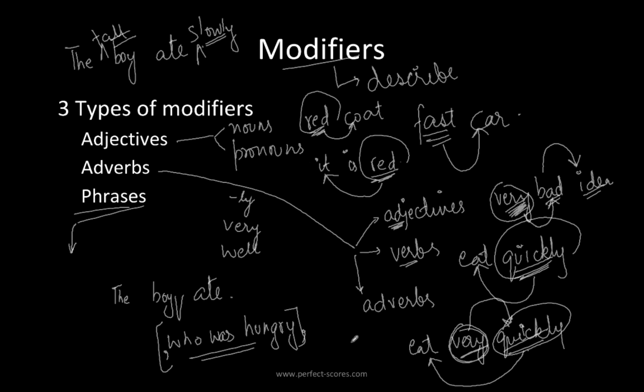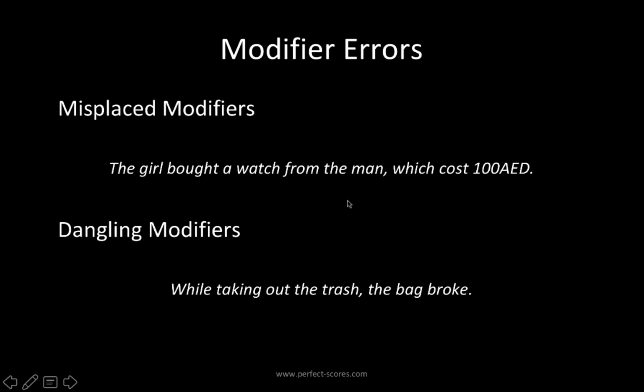So I hope this is clear. What are the kinds of modifiers? Usually it's adjectives, adverbs, and phrases. Phrases are tested more often, and we're going to see what the common errors of modifiers are.